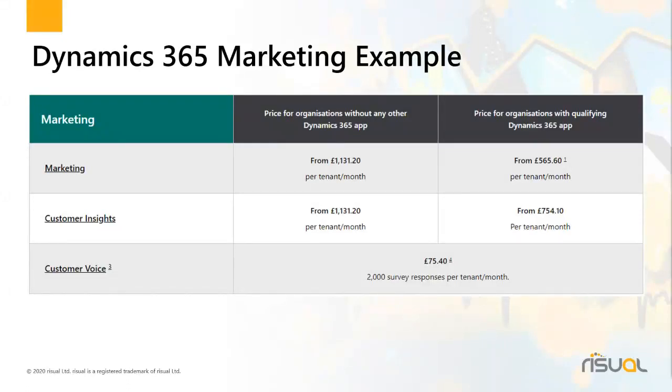Now, some licenses don't work on a per user basis. They work on a per tenant basis. So in the case of marketing, you're not licensing it per user, you're doing it over the entire tenant. And again, if you've already got a qualifying Dynamics product, it's essentially half price. Again, there are other bolt-ons to this. So we have things like customer voice, so that is sending out surveys and capturing feedback. And we have the customer insight, which is giving us that whole package.